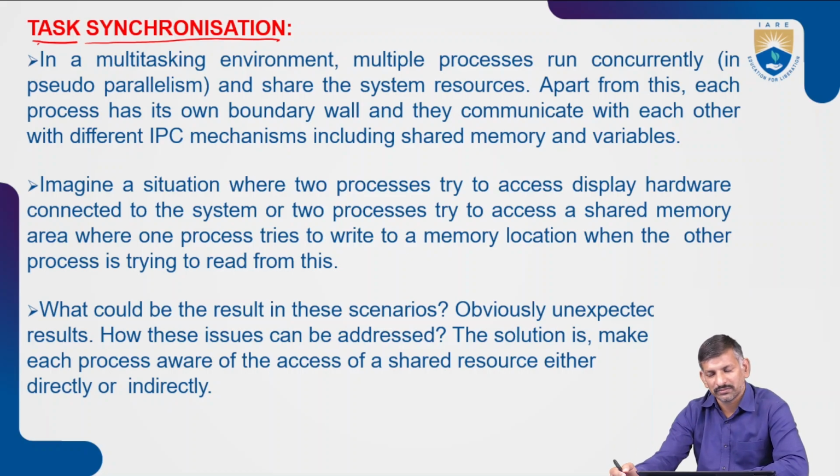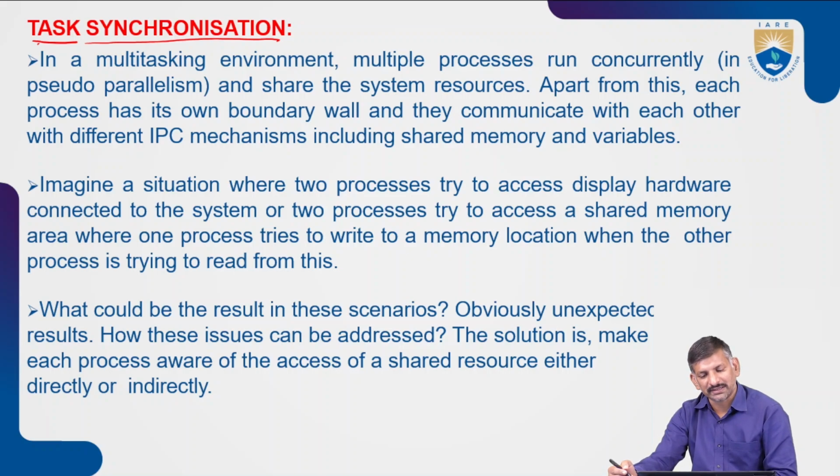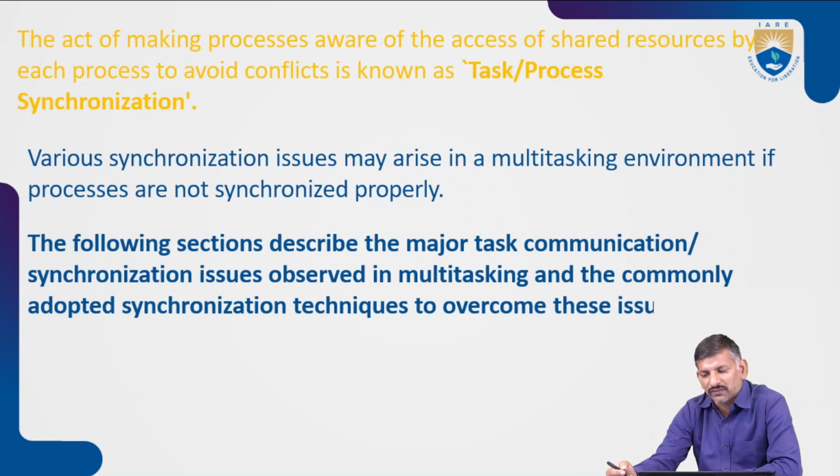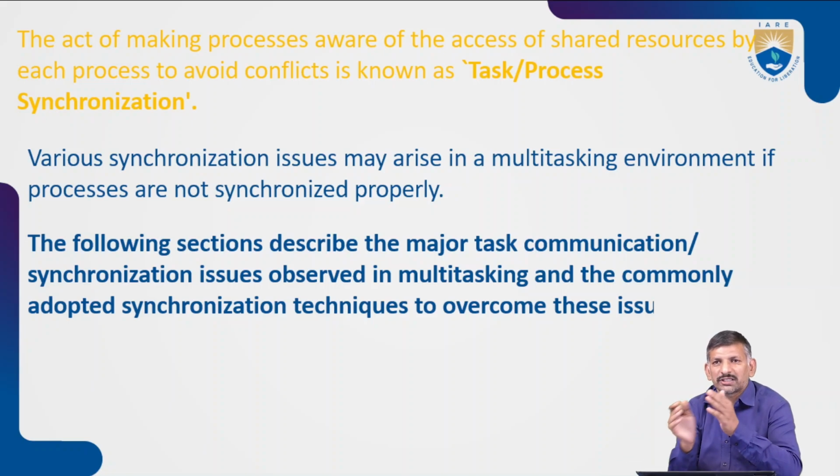So to address these issues, we are going for task synchronization. The act of making processes aware of the access of shared resources by each process to avoid conflicts is known as task synchronization. That means each one knows which one has the highest priority. Based on the priority, that process accesses the resources. So these rules and regulations, the priorities, will be defined here: first, which process accesses the display device, and first, which process accesses the memory device, if at the same time these two processes require those resources.